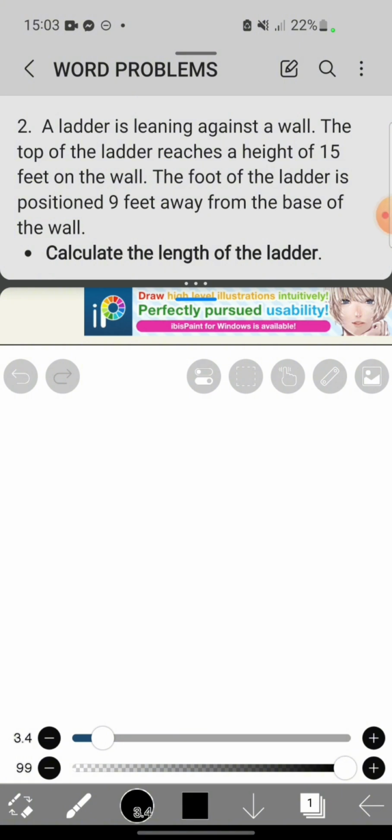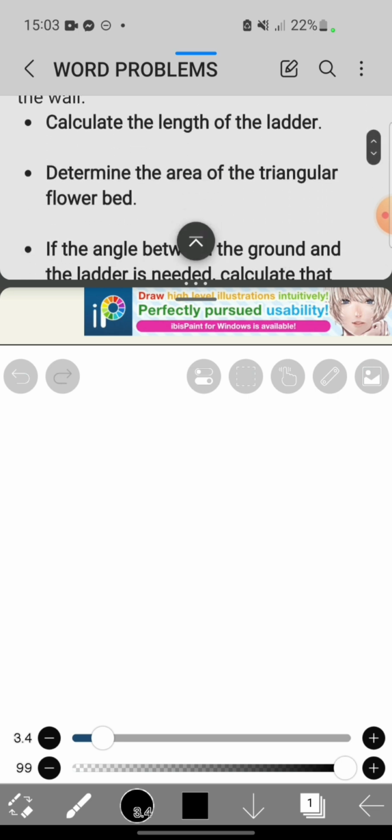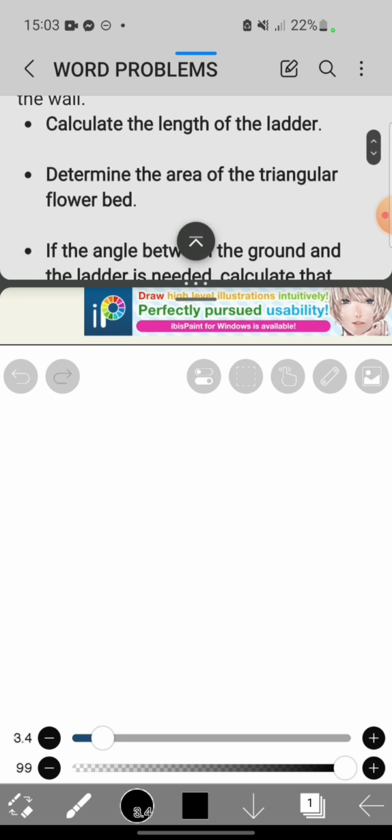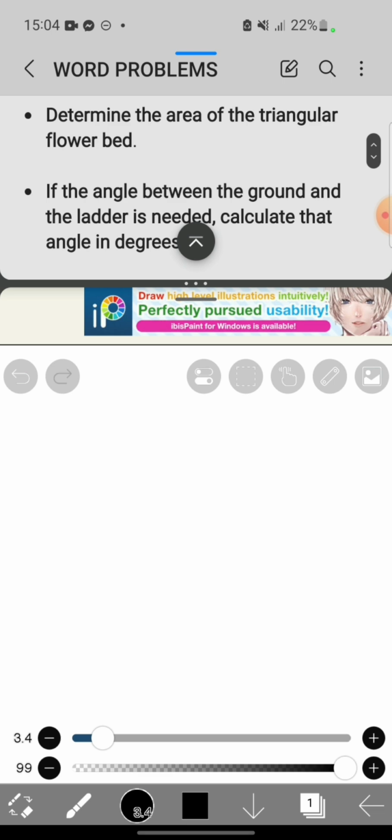A ladder is leaning against a wall. The top of the ladder reaches a height of 15 feet on the wall. The foot of the ladder is positioned 9 feet away from the base of the wall. So the questions are: calculate the length of the ladder, determine the area of the triangular flower bed, and calculate the angle in degrees between the ground and the ladder.